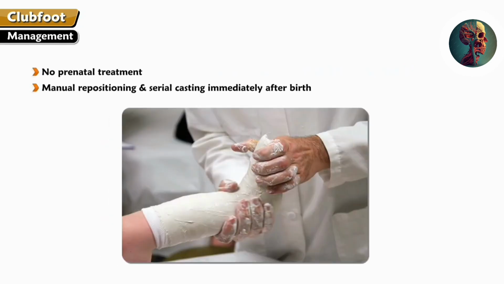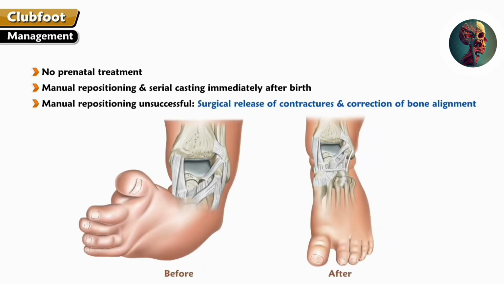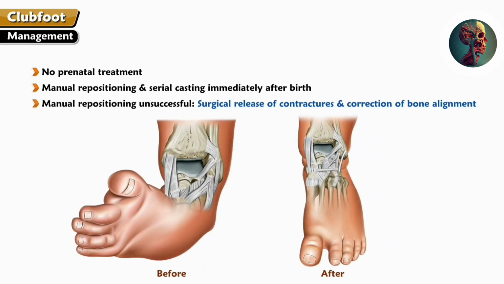Management. There is no prenatal treatment. Manual repositioning and serial casting immediately after birth can help. If manual repositioning is unsuccessful, surgical release of contractures and correction of bone alignment can help.